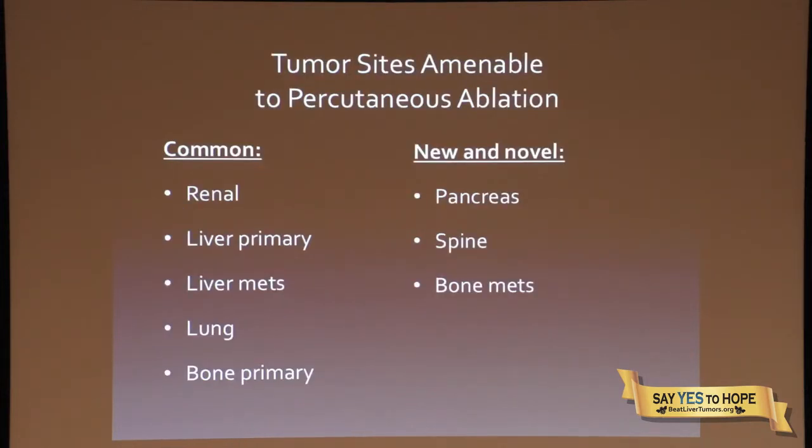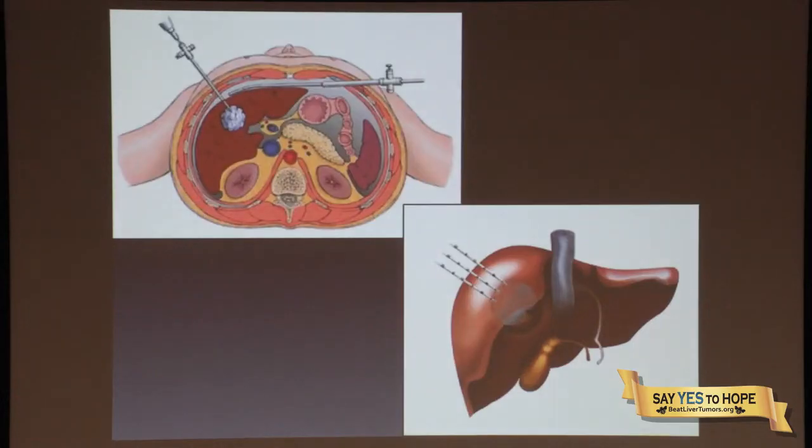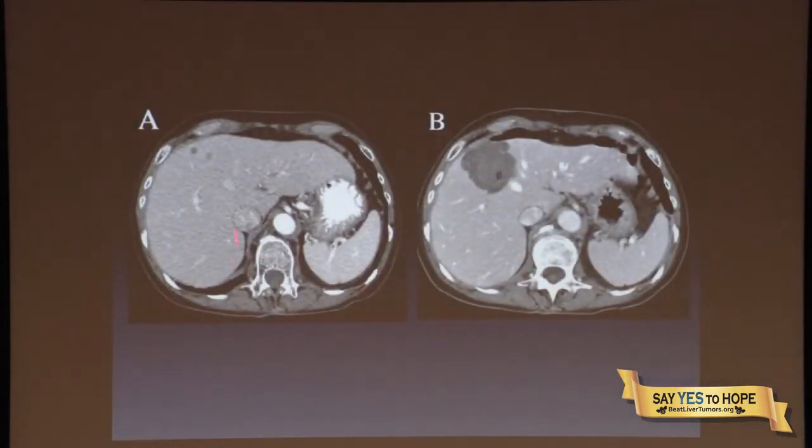We could do it with different areas and different types of modalities, but I just want to show you very quickly again. We can go through the skin again, do this, and you're forming ice balls here. Here's a case from the liver. Here's a little liver spot.